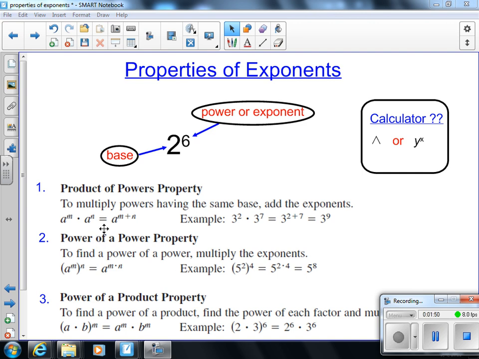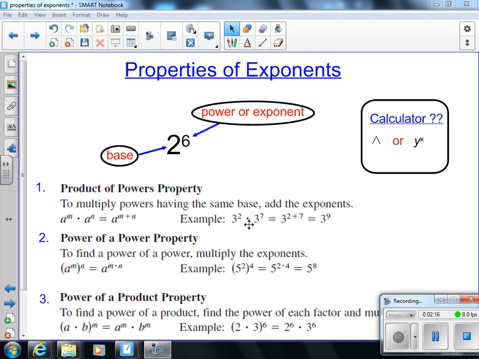Okay, the first property we're going to look at is the product of powers property. In other words, if I have a number raised to a power times the same base number raised to a power, I could take a shortcut and add the exponents or powers, just like the example that we had earlier. Here's another one, 3 to the second power times 3 to the 7th power, since the base numbers are the same and I'm multiplying.